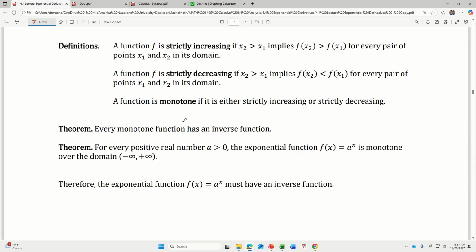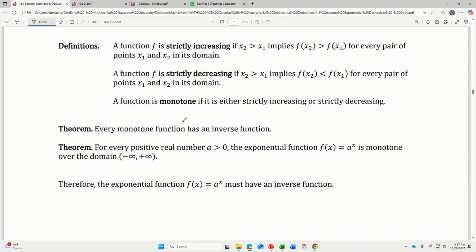More vocabulary: we say a function is strictly increasing if it goes up from left to right. The mathematical way of saying this is that x2 greater than x1 implies f of x2 is greater than f of x1. In other words, a part in your domain that's more to the right implies that part of the range is going to be more up, if you think about the x-axis and the y-axis.